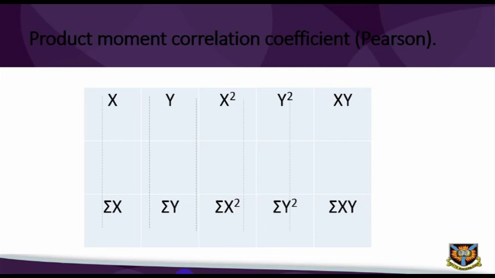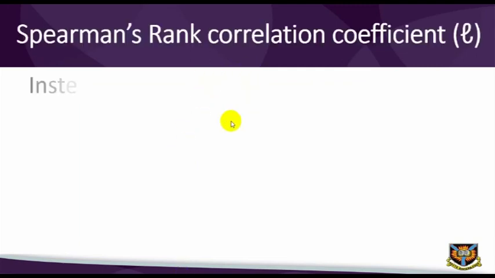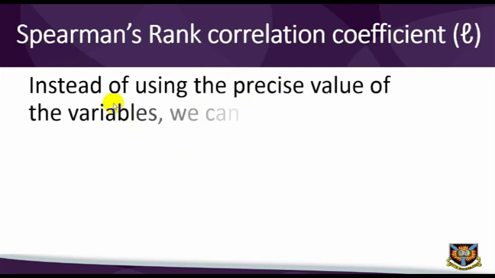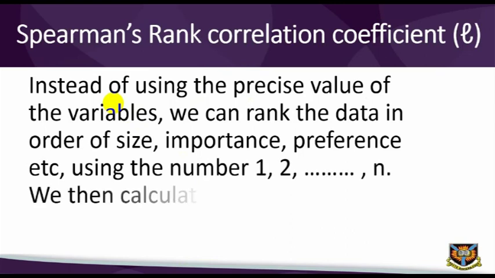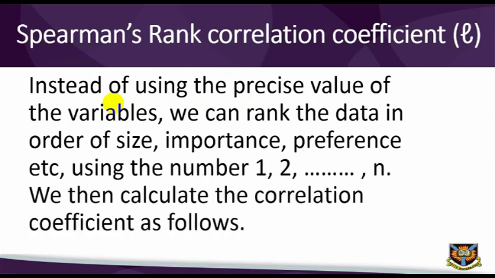Section 2. Spearman's rank correlation coefficient. Suppose the values of variables x and y are measured on a continuous scale and that they are jointly and normally distributed. Instead of using the precise value of the variables, we can rank the data in order of size, importance, preference, etc. Using the numbers 1, 2 to n, we then calculate the correlation coefficient as follows.